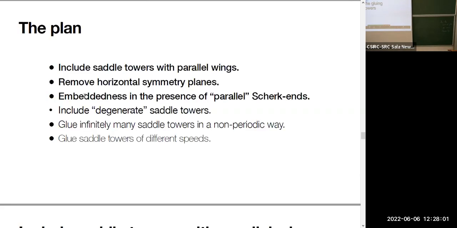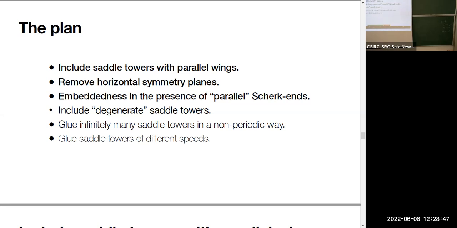And improve the gluing. So here's the plan. First, I need to include the saddle towers with parallel wings. The boldness of the font means that if it's bold, it's done. And then I want to remove symmetry planes, and I want to prove the embeddedness, even though there are parallel shifted ends. And I want to include degenerate saddle towers. This one is ongoing. So we planned 2 papers on this. I will explain why. And glue infinitely many saddle towers in a non-periodic way. I'll explain what that means.